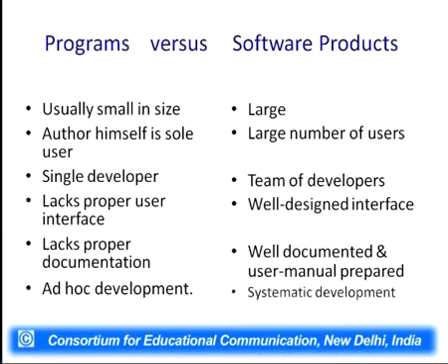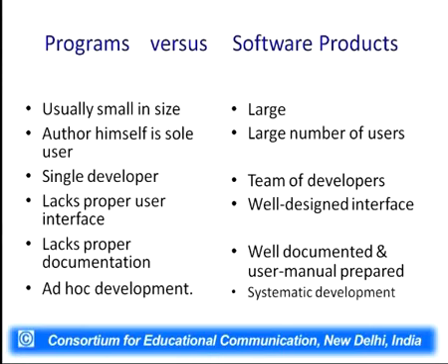So, when we talk about software products and compare them with normal programs, there is a lot of difference between a program and a software product. A program is usually small in size, it may be a few hundred lines of code maximum, whereas a software product is really large and may incorporate several other programs in it. One software product may incorporate multiple programs which will run together and communicate with each other in order to work.